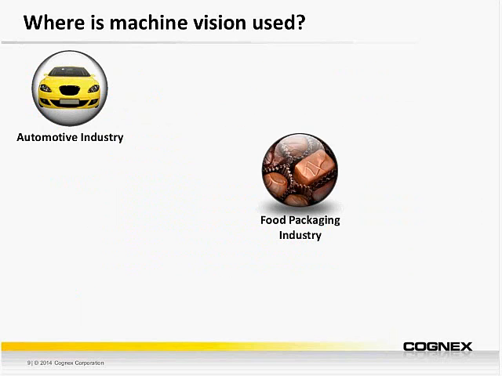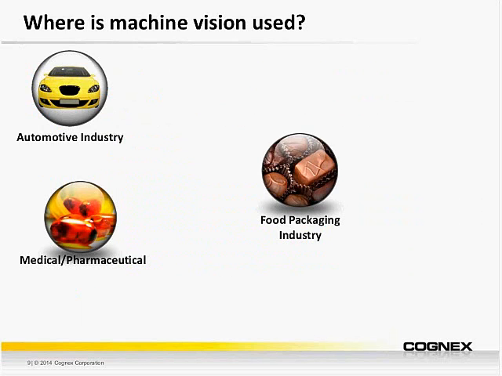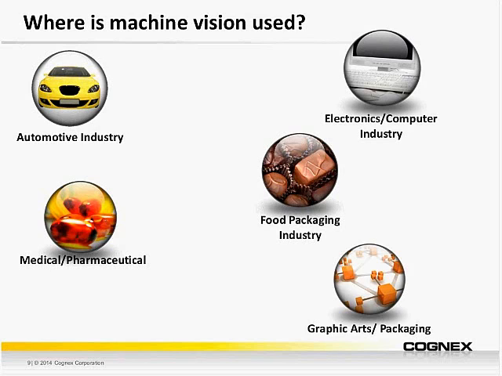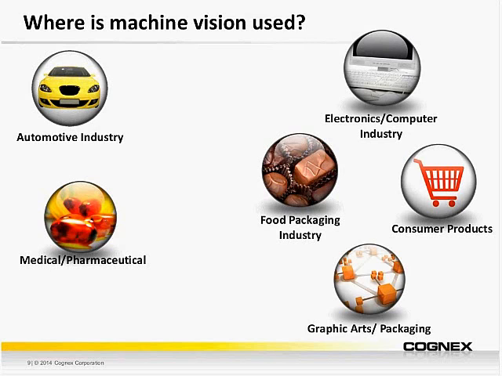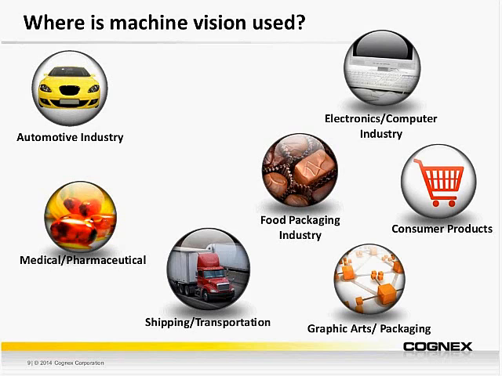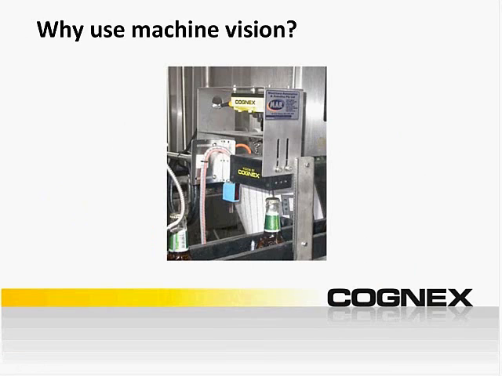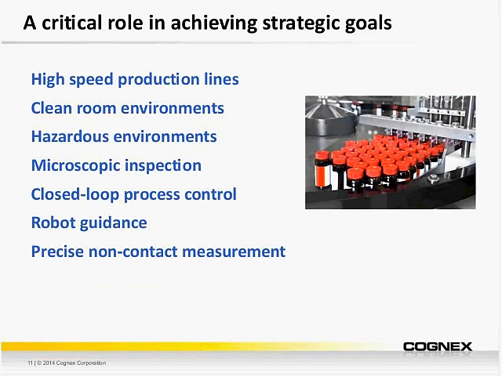So where is machine vision used? Machine vision technology really cut its teeth in the automotive, semiconductor, and electronics industries during the 1980s and 1990s. But today, reduced complexity and cost is driving rapid expansion into new areas, such as heavily regulated healthcare and consumer product industries, as well as new areas such as shipping and transportation, where it is used primarily for barcode reading and package sorting.